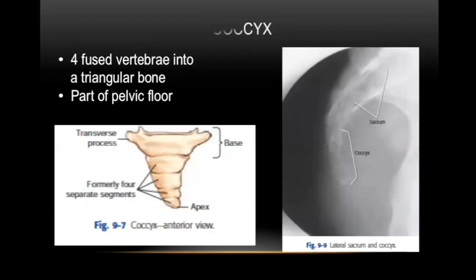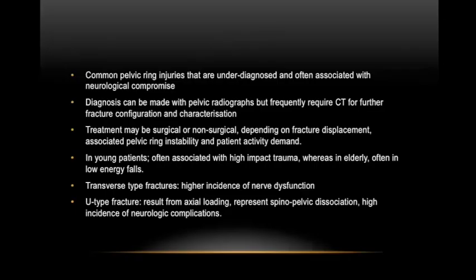Coccyx, you have 4 fused vertebrae forming a triangular bone, and it's part of the pelvic floor. I'm not going to go into detail on the coccyx because we don't often see coccyx fractures, but sacral fractures are very common. So you can see these are all fused vertebrae, right?